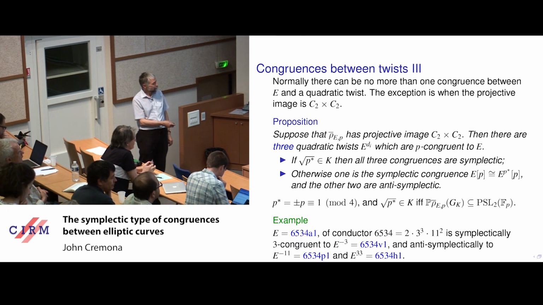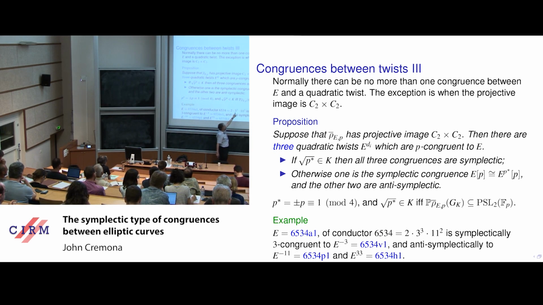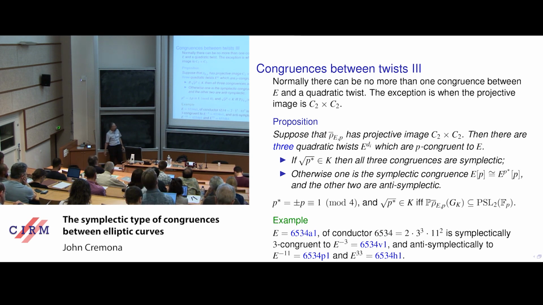So here's an example. The conductor is 2 times 3 cubed times 11 squared. So it's certainly plausible from this that you take a twist by -3 and -11, and you might get the same conductor, and in fact you do. And you get a symplectic congruence to this one. Notice this is P equals 3, so 3 star is -3. So you get a symplectic congruence with this -3 twist, but you also get antisymplectic congruences to these other two curves. And these can be verified by the local criteria, which we did.